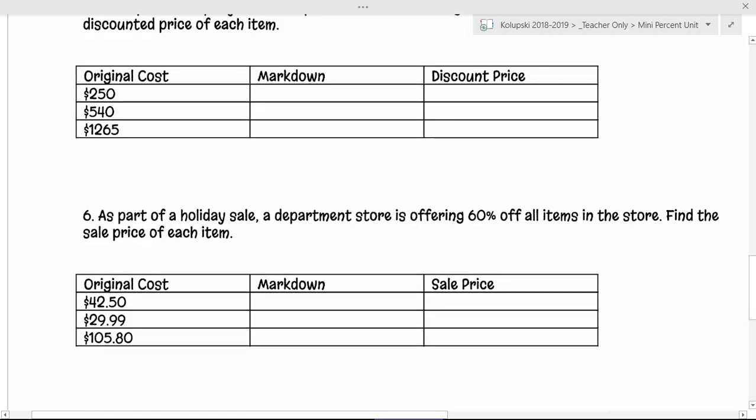Your next sheet has markup, discount, and tax. So all of these problems will be 2 steps. You need to find the percent value and then decide, are you adding it to the original or are you subtracting it from the original cost? So go ahead and give those a try.